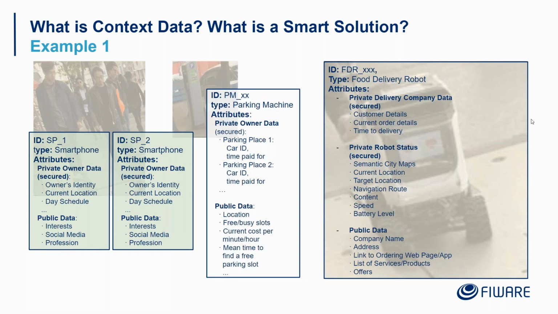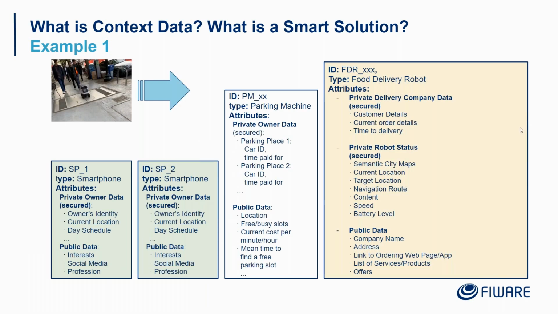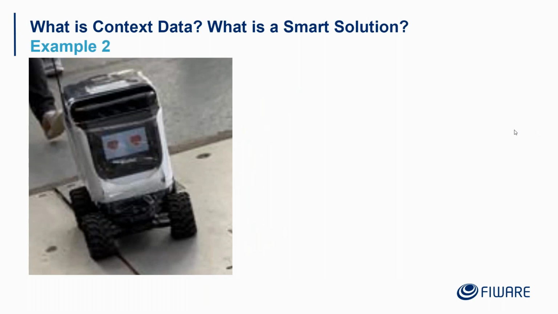We can also imagine a smart parking machine that keeps track of its busy slots. It can publish the cost of parking there, etc. What we are doing is turning a real-world picture into context data models.